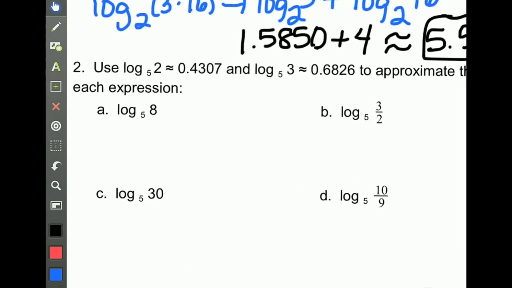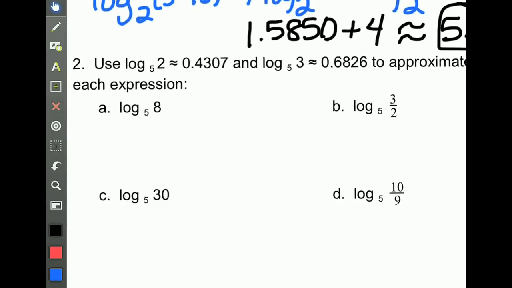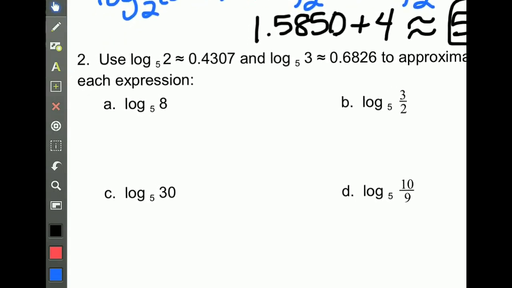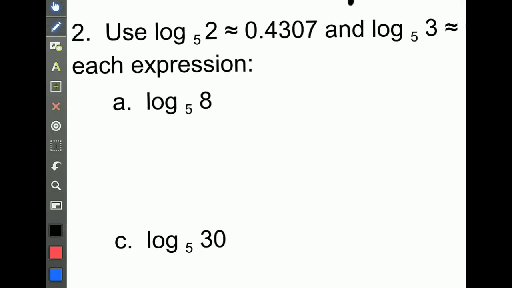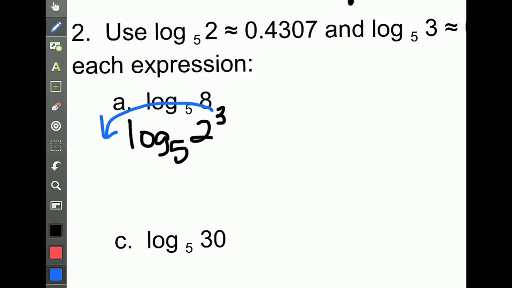On number 2A, actually, I'd like you to use your power property. Since they're giving you log base 5 of 2, how can you rewrite 8 as a base of 2? You would do log base 5 of 2 to the 3rd. And I know from the power property that the power is going to shoot out to the front. So that's going to equal 3 times the log base 5 of 2.